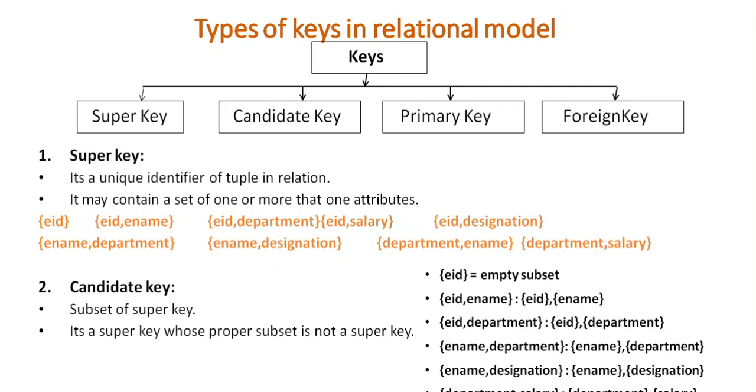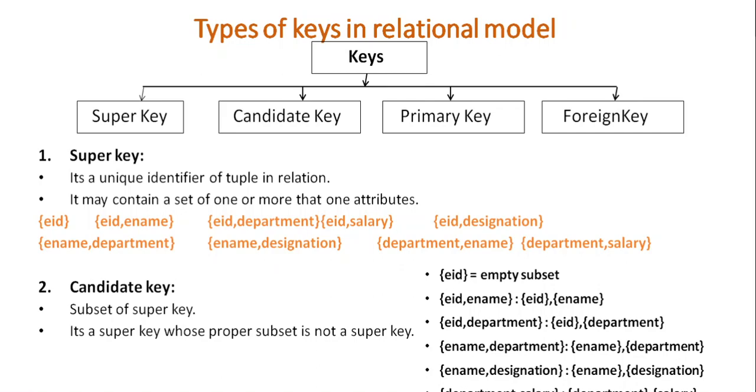Okay, so now I think you got the concept of candidate keys. Candidate keys are a subset of super keys, meaning we choose candidate keys from the super keys. But which type of super keys? If you take a subset of that super key, then that subset should not be a super key. This type of super keys are nothing but the candidate keys.